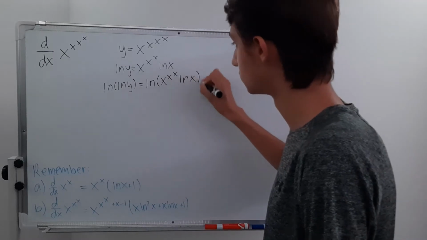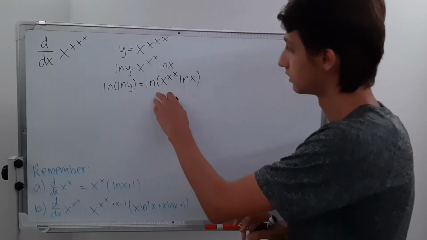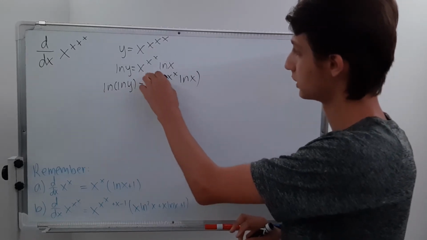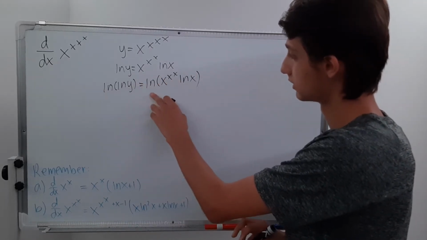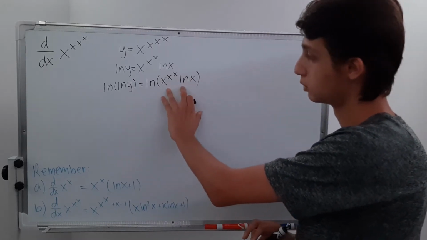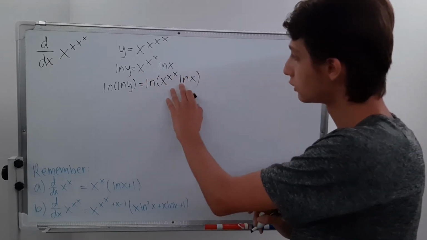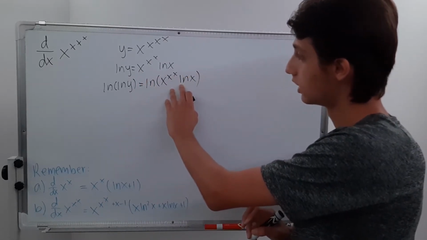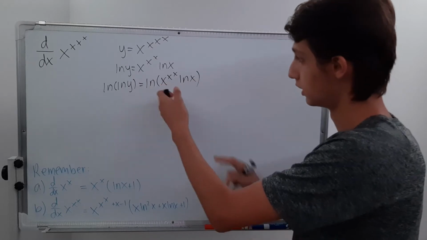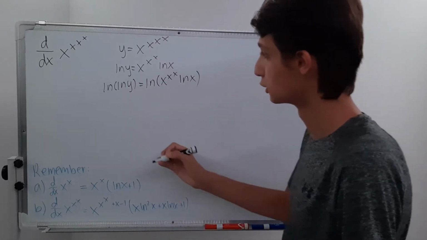And you might be thinking, oh, just evaluate it. But you have to remember, you can't just be like, oh, this is x to the x, ln x. No, because whenever you have two things multiplied inside the parentheses, you have to separate it into two natural logs and add them together. And I'll show you what I mean.